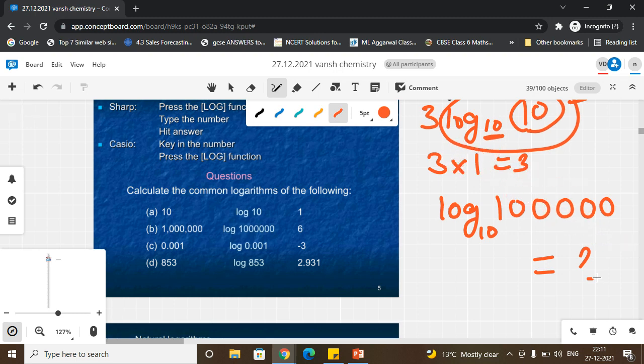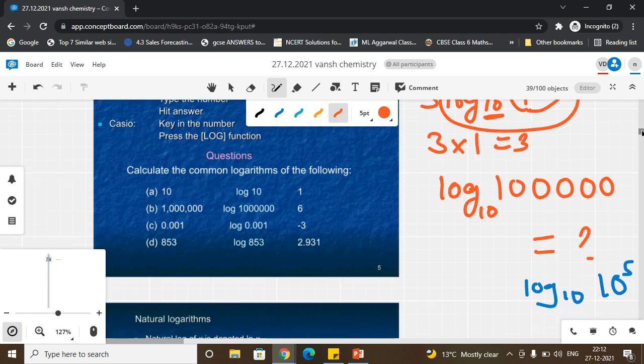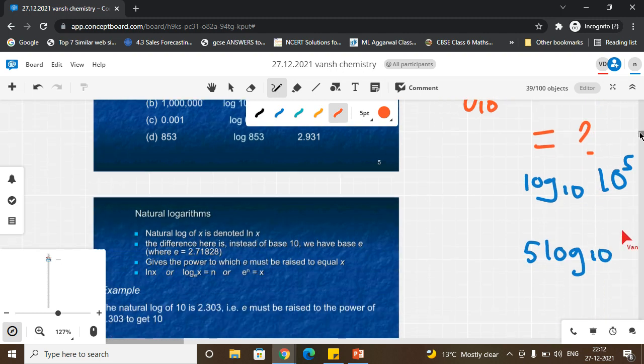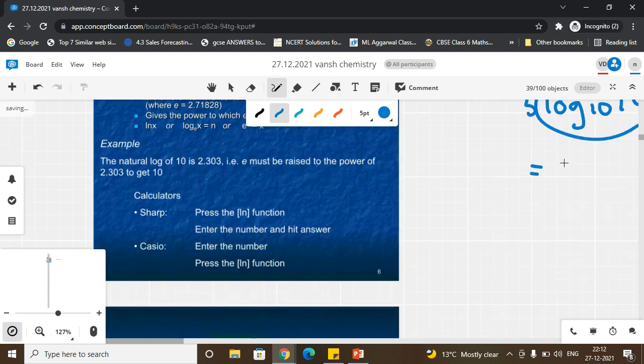Would that be 1 second? It'd be log 10, 10 to the power of 5. Yes. So after this, what should we write? 5 log 10, and then 10. So everything here will become 1, right? So it becomes 5 into 1, which will be 5, right?